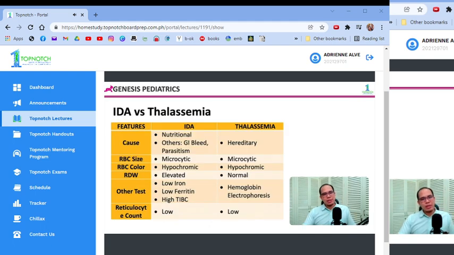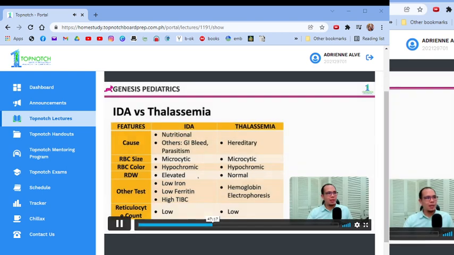Okay, so here is a summary table showing you the difference of IDA and thalassemia, which is very important, very practical. You should all know this. This can be asked in the board exam. So IDA is nutritional, but you can have other causes such as parasitism, gastrointestinal bleeding. Thalassemia is hereditary. Both are microcytic, hypochromic. Difference, RDW is elevated. Other tests that you can do, in IDA there's low iron, low ferritin, high total iron binding capacity. Thalassemia, of course, the definitive diagnosis would be your electrophoresis, and both will present with low reticulocyte count. Okay, so hope this is clear.